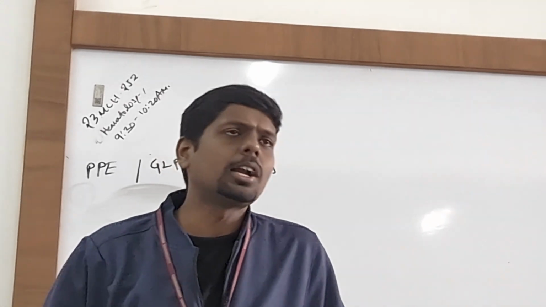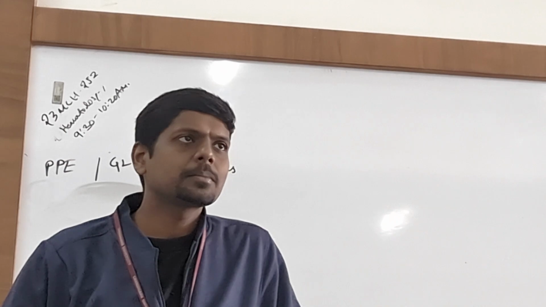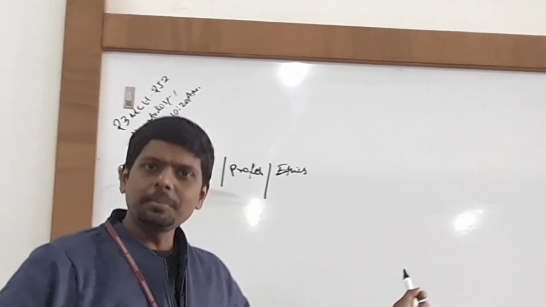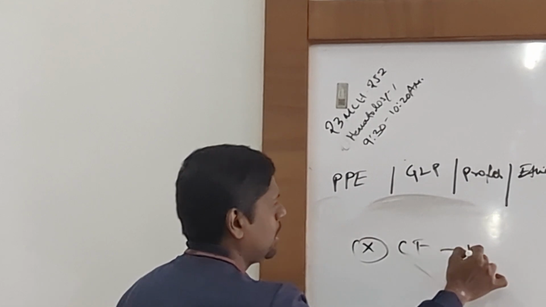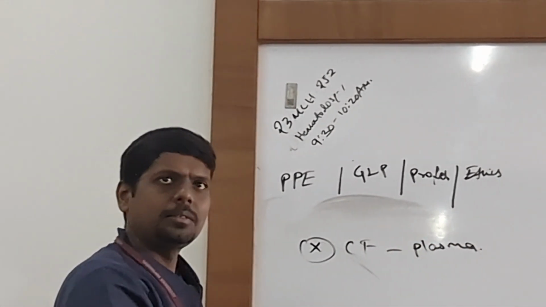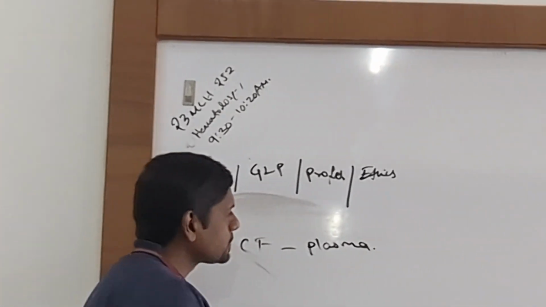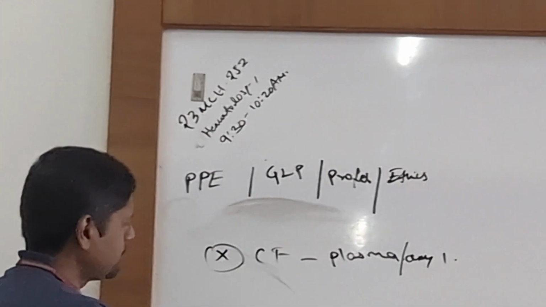Absence of any clotting factors is called plasma. So let me write the statement. Absence of clotting factors is called plasma. Anyone? Then what is serum?